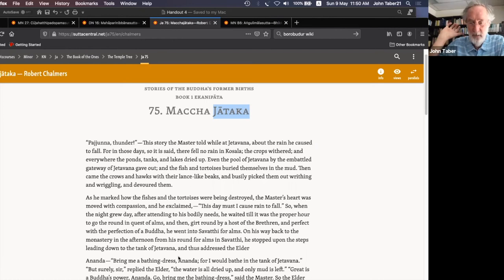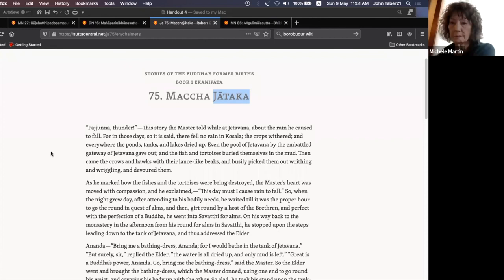And there are 550 of these stories contained in the Buddhist scriptures. They're contained in the collection of discourses called, I think, the shorter discourses, but this is really a kind of miscellaneous collection of discourses. It's actually the longest collection of discourses in the Buddhist scriptures. One of the divisions of the shorter discourses is the birth stories. So this is the 75th birth story, 75 out of 550. There are many, many of them, and they're wonderful stories.